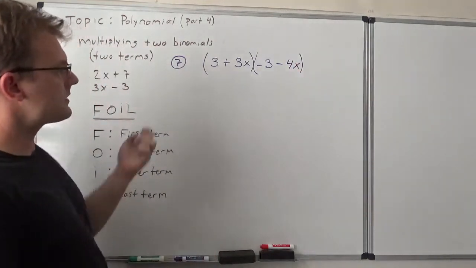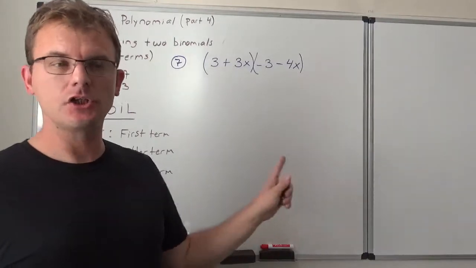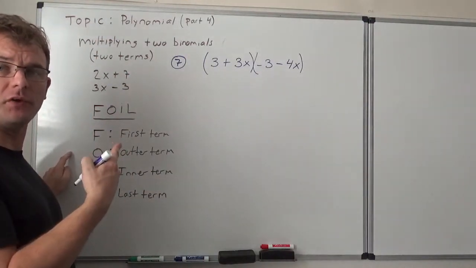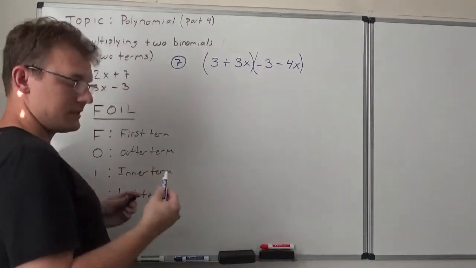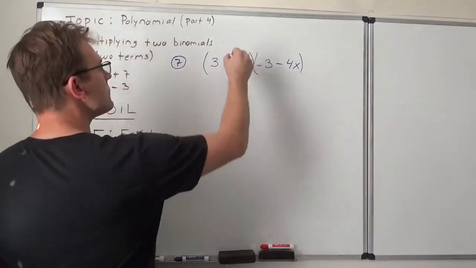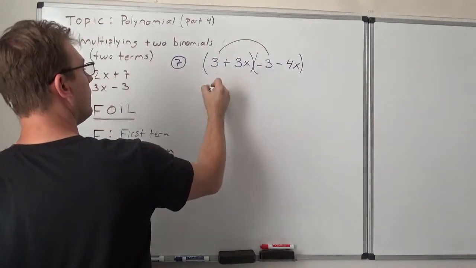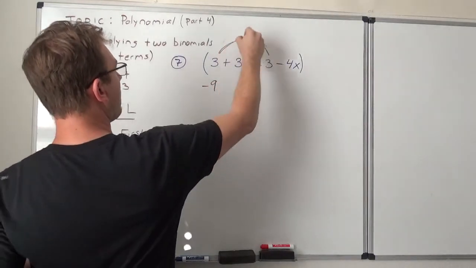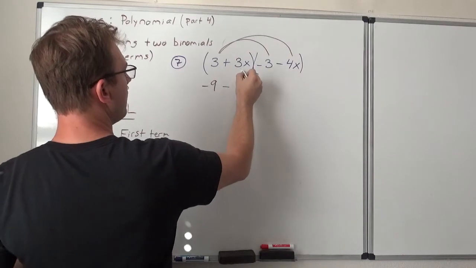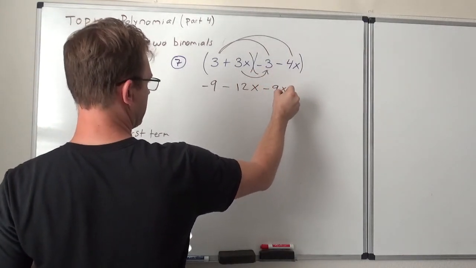Okay. This time things are just switched around. Does it matter? No. As long as you remember how to FOIL two binomials, you should be fine. Same thing applies. So 3 times 3. Oh, wait. 3 times negative 3. Okay. 3 times that, negative 12x. 3 times that, 9x.